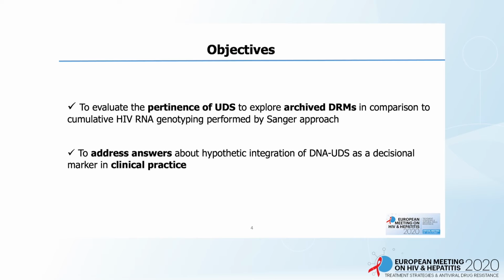Our objective is to evaluate the pertinence of ultra-deep sequencing to explore archived drug resistance mutations in comparison to cumulative HIV-RNA genotyping performed by the Sanger approach, to address the question about the hypothetical integration of DNA ultra-deep sequencing as a decisional marker in clinical practice.